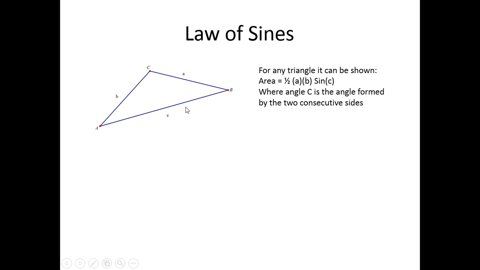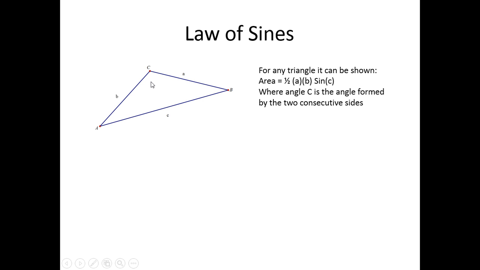We had mentioned that if you had two sides and the included angle, you could find the area of the triangle. We're going to use that to find what we call the law of sines. Most of these pictures will always reference the following: side A is opposite angle A, side B is opposite angle B, and side C is opposite angle C.